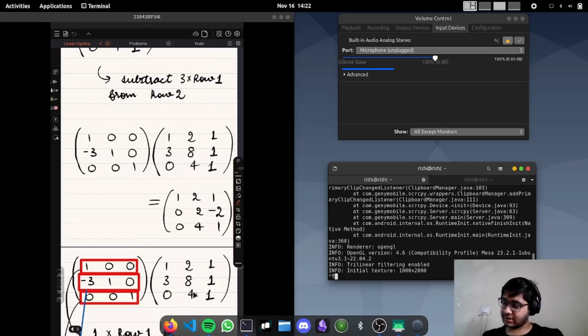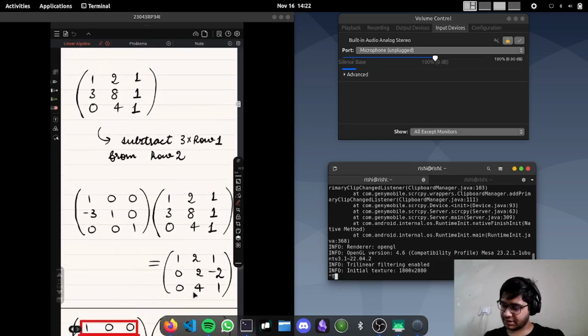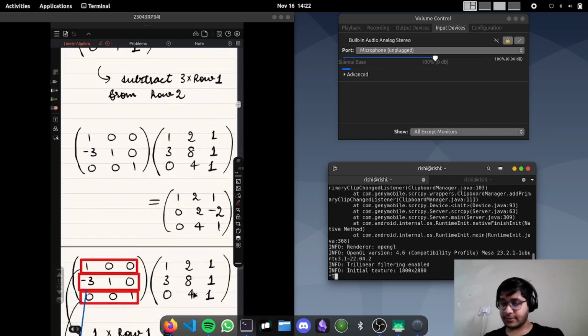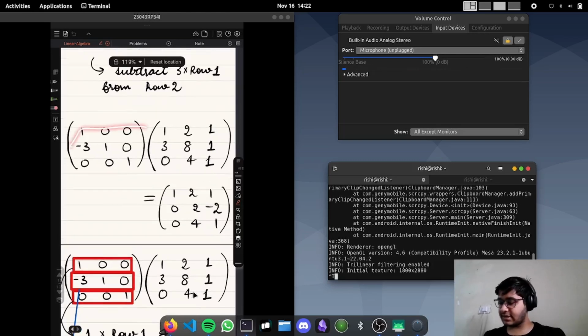For building a matrix, we need to keep this row the same and this row the same. So what we would have done is just multiply the above part with this matrix. We would say 1 times this row, 0 times this row, 0 times this row's addition, which makes sense. We would only get this 1 2 1, but we need the same for this.